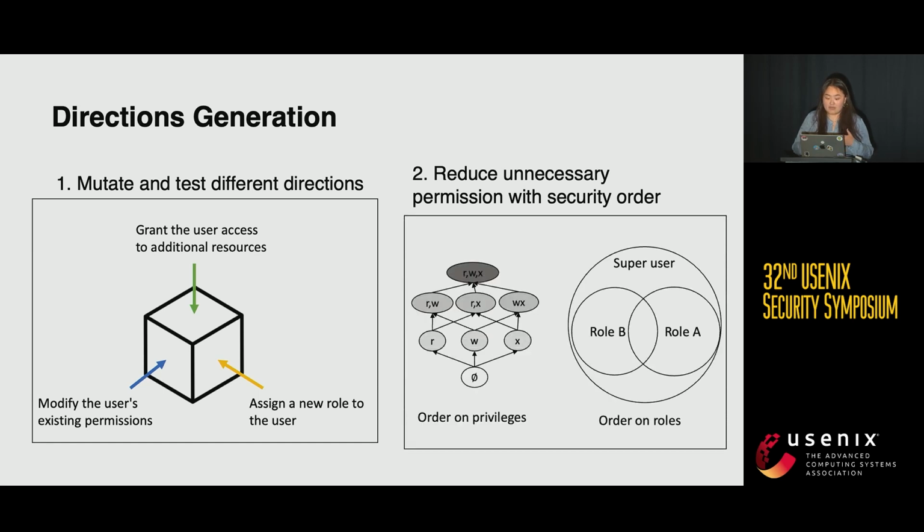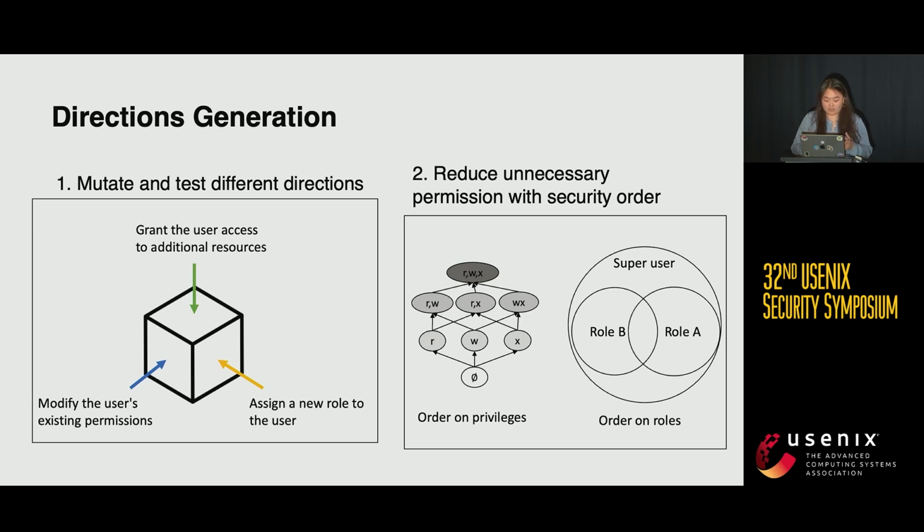However, what we can do is that for each direction, we want to reduce the unnecessary permissions with the security order. We have a default security order trying to understand all the permissions in a system and then rank them based on the permission it grants. For example, in the file system, if we give all read, write, and execute, that has all the permissions, but sometimes we might not need all of them. So we have a partial security order to guide us in removing the unnecessary permissions. And now we will have a set of directions that could resolve the issues, with only the necessary permissions included.